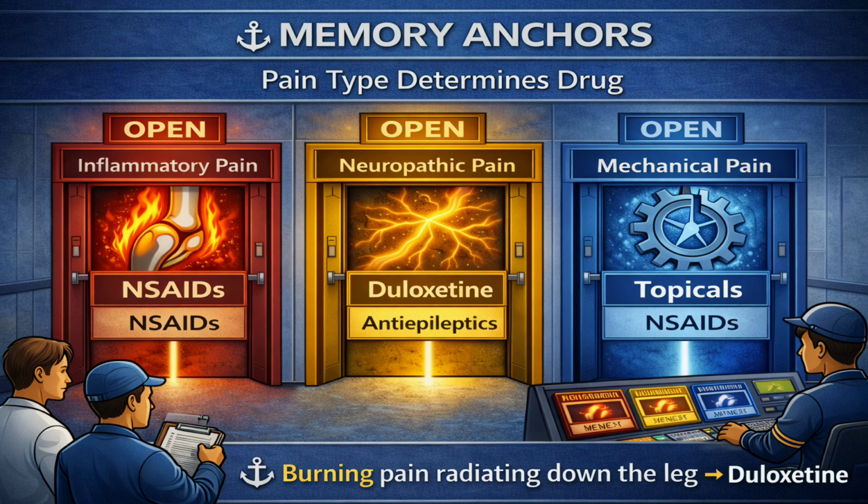So pain: don't ask how bad the pain is, ask what type it is. If it's inflammatory, think NSAIDs. If it's neuropathic, think duloxetine. If it's mechanical or topical, think NSAIDs.